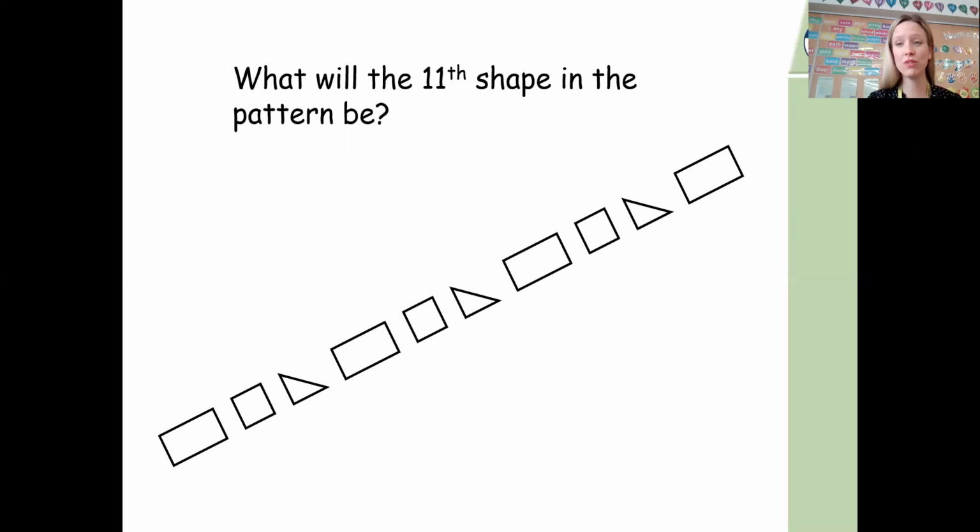Well done. If you already knew that the shape following the rectangle is the square, that's super duper work. It's a square.